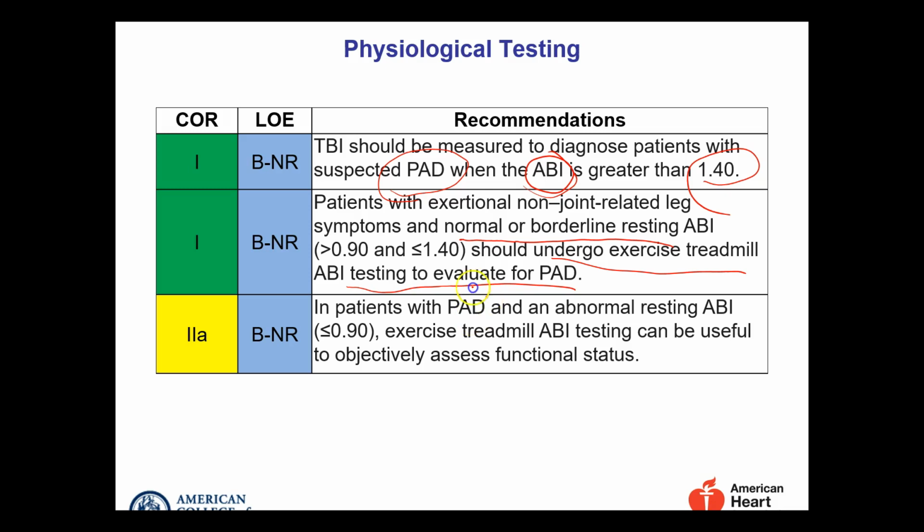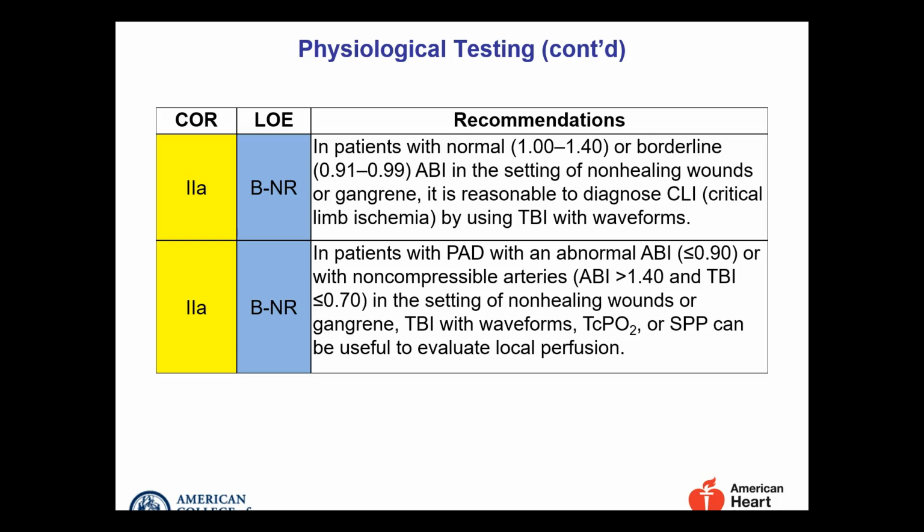In patients with already peripheral arterial disease and abnormal, you can do the ABI testing to check how their functional status is. But sometimes if they're functioning fine, they may be having some collateral circulation, then maybe they won't need an intervention.